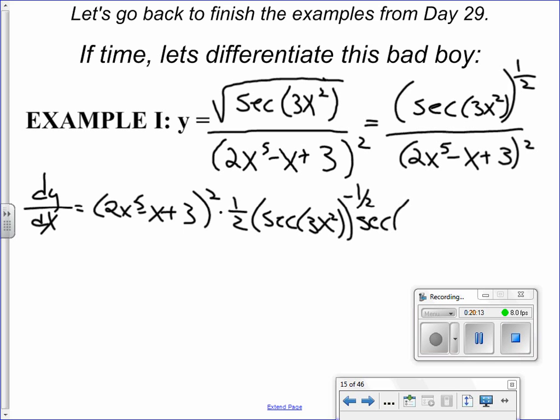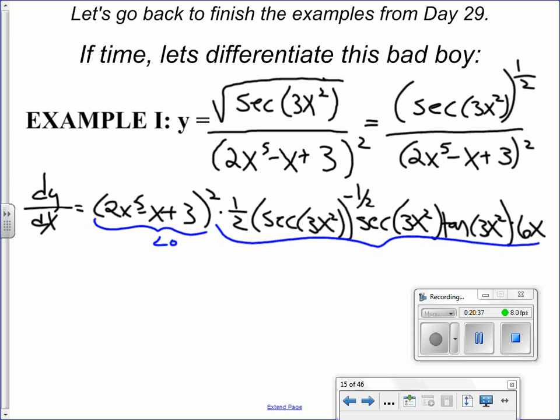Secant of the angle. So we keep that angle. So it's secant of 3x squared, tan of 3x squared. So it's secant of the angle, tan of the angle. Right, then we go into the 3x squared times 6x. Oh my gosh, so what do we have so far? We've got our low. Okay, that's good. And all this is d high. It's just the derivative of the numerator. So we're not even done with the numerator.